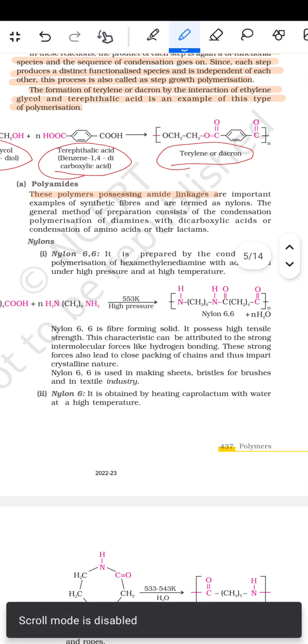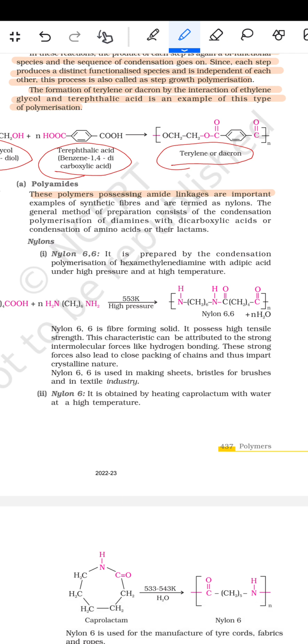These polymers possessing amide linkage are important examples of synthetic fibers and are termed as nylons. The general method of preparation consists of the condensation polymerization of diamines with dicarboxylic acid, or the condensation of amino acids and their lactams.